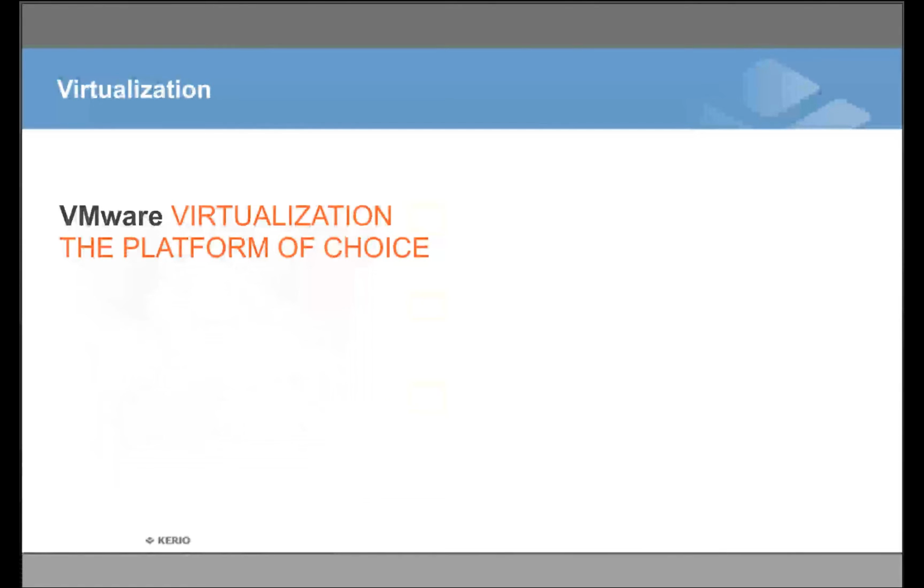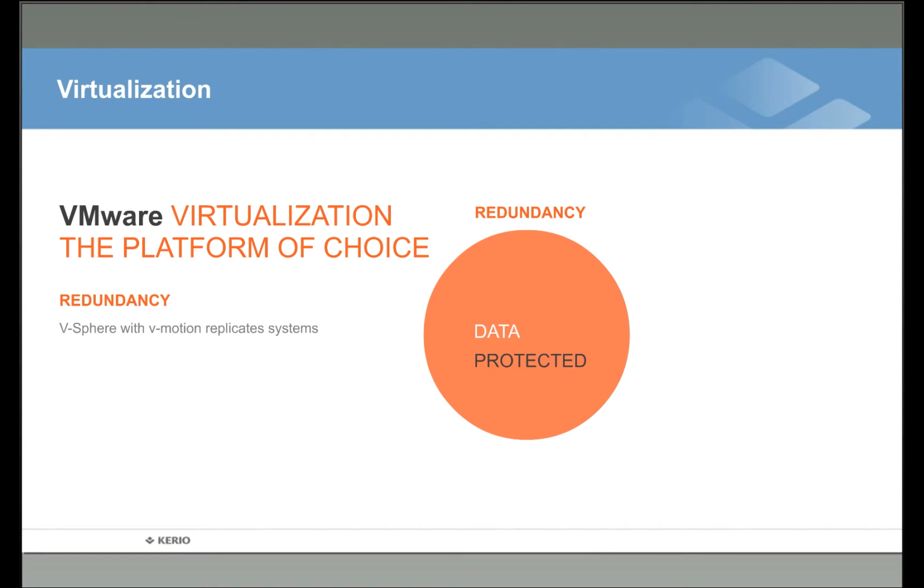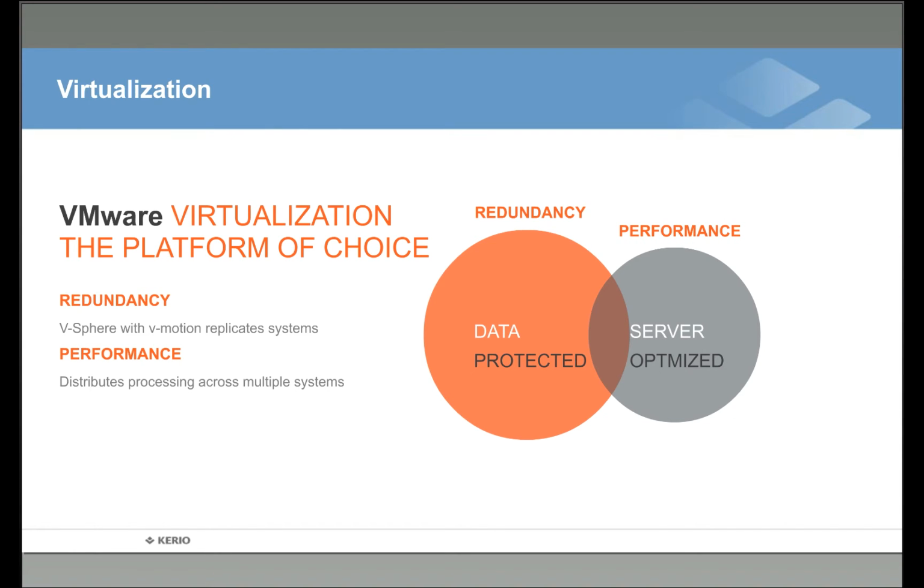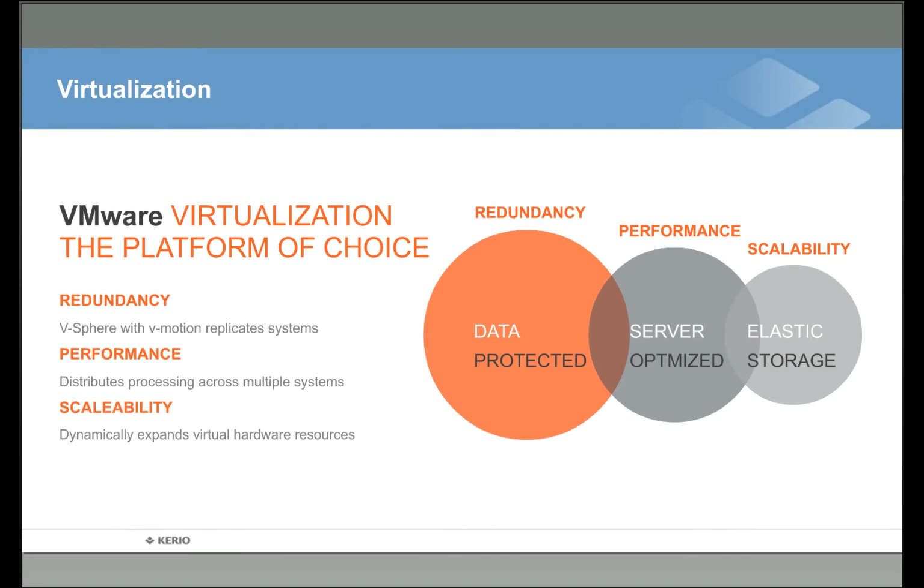As far as the virtualization is concerned, most of you probably are aware that Kerio Cloud runs on VMware. We chose VMware for a couple of different reasons. The main reason is redundancy. Kerio Cloud utilizes vSphere and vMotion to replicate systems and move systems from point A to point B in case of a hardware failure. The second reason is performance. VMware distributes processing across multiple systems, giving us a much more redundant system as a whole.